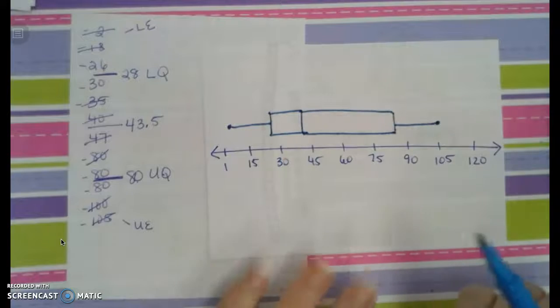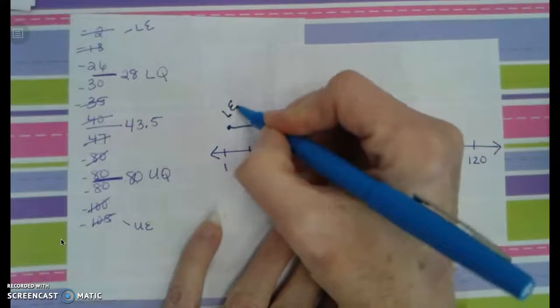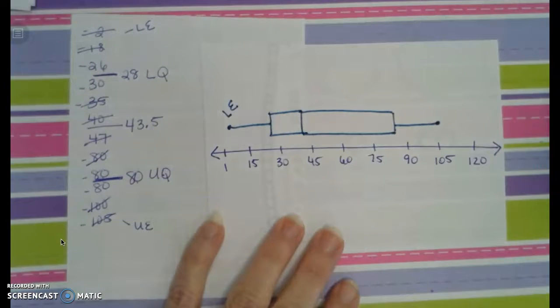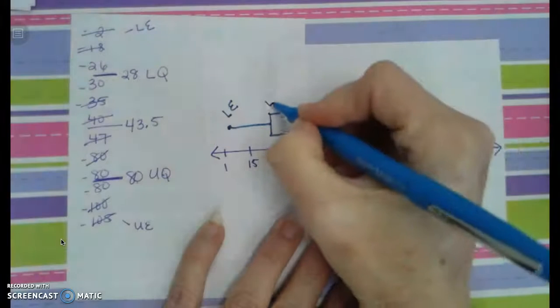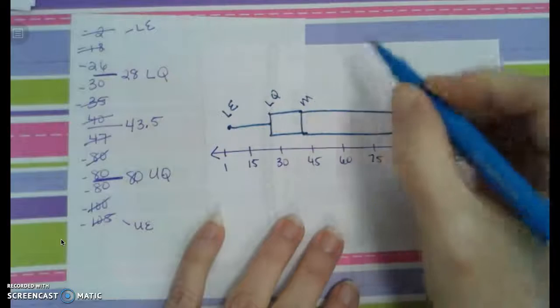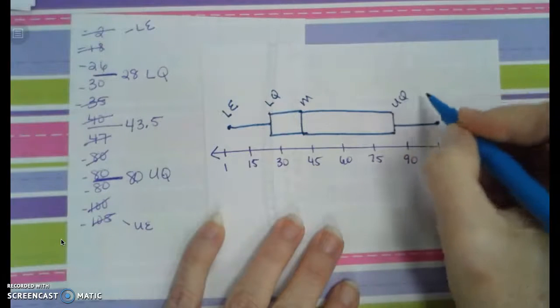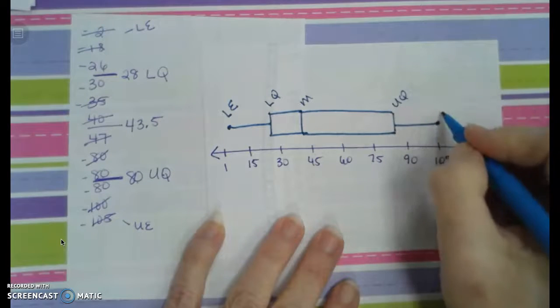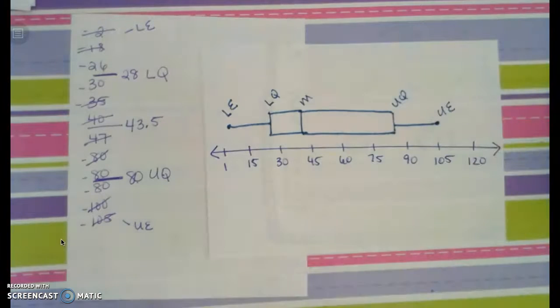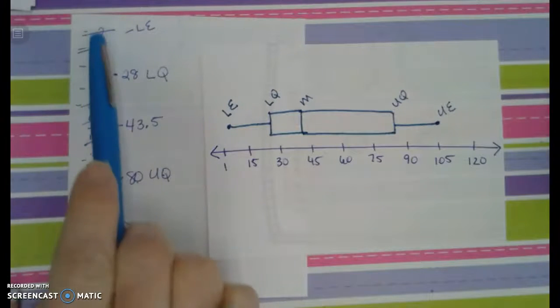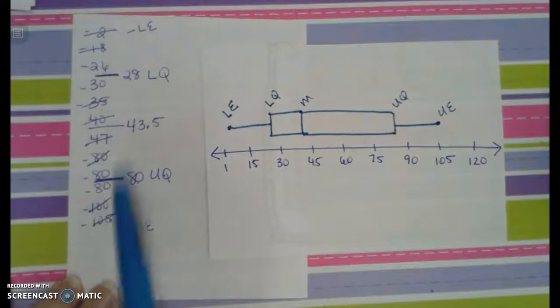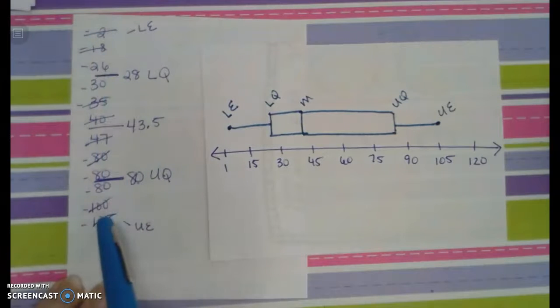So remember, I'm going to write on this one. This was your lower extreme. So we're really not finding out how to find any new data. It's just how to graph it. So here's our lower extreme, our lower quartile, our median, our upper quartile, and our upper extreme. If you've got any questions about making these box and whiskers, let me know. One thing I do want to remind you is when you get ready to do your medians and your quartiles, make sure you order these from least to greatest.